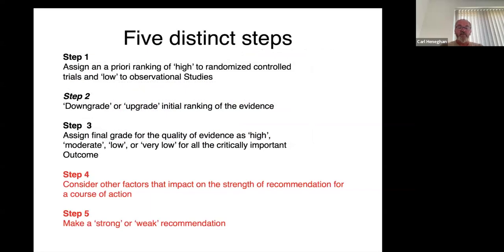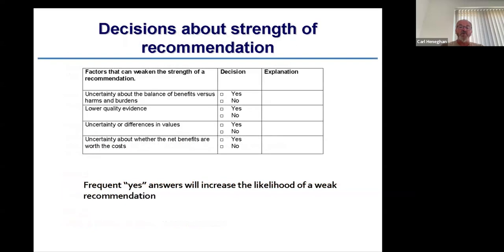Now, steps 4 and 5: other factors that impact on the strength of recommendation, and then make a strong or weak recommendation. So here are the other factors. This is a decision tree we use. Uncertainty about the balance of benefits versus harms and burdens. They may not report the harms. You may not be aware of them, if it's lower quality evidence. Uncertainties or differences in values are important: what do stakeholders think about the outcomes? Are they all the important outcomes?